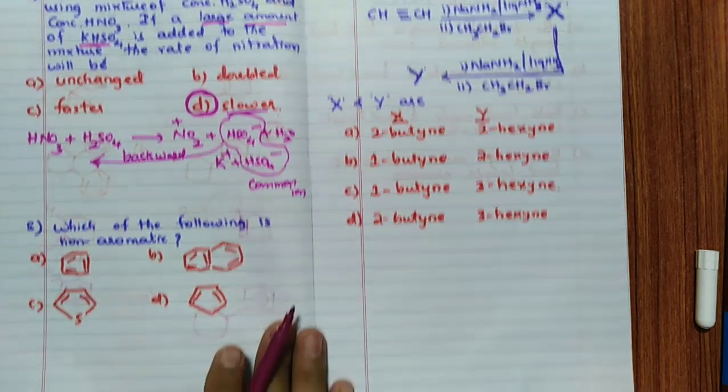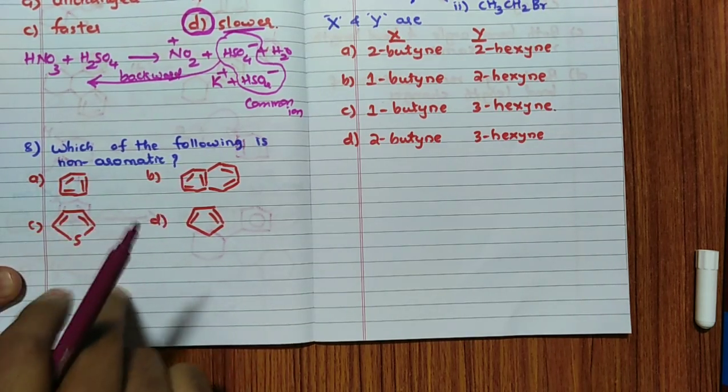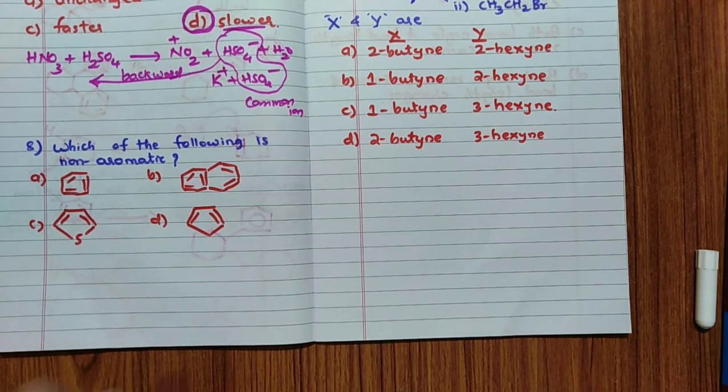Answer is D. Which of the following is non-aromatic? Very important for NEET or JEE. Remember, very important: non-aromatic, aromatic. I already told you the differences between non-aromatic, aromatic and anti-aromatic in hydrocarbons. You can see the Final Punch series in the playlist.